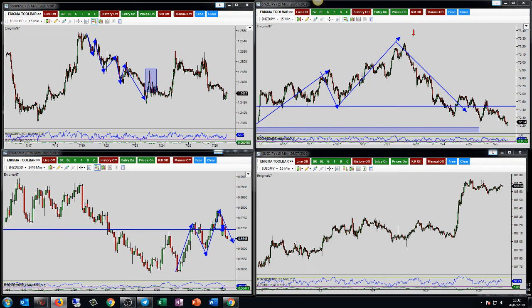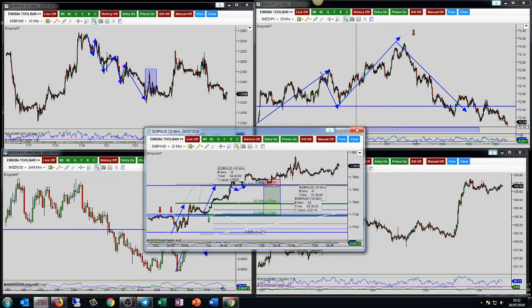Let's now bring over the euro dollar. In fact, I've got nothing on the euro dollar, guys. I'm not going to bother going over that. There's absolutely nothing for it for me. We'll take a look at the pound Aussie.